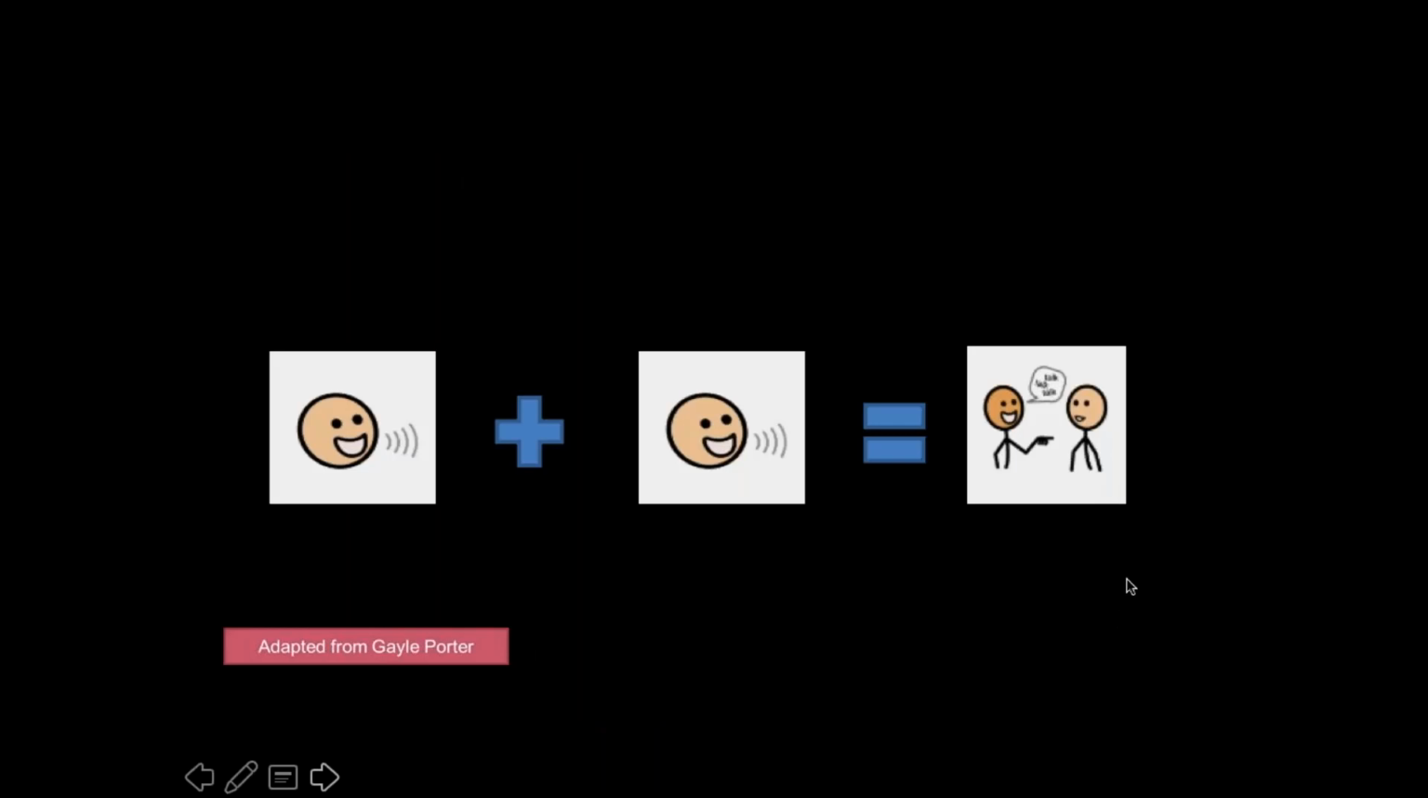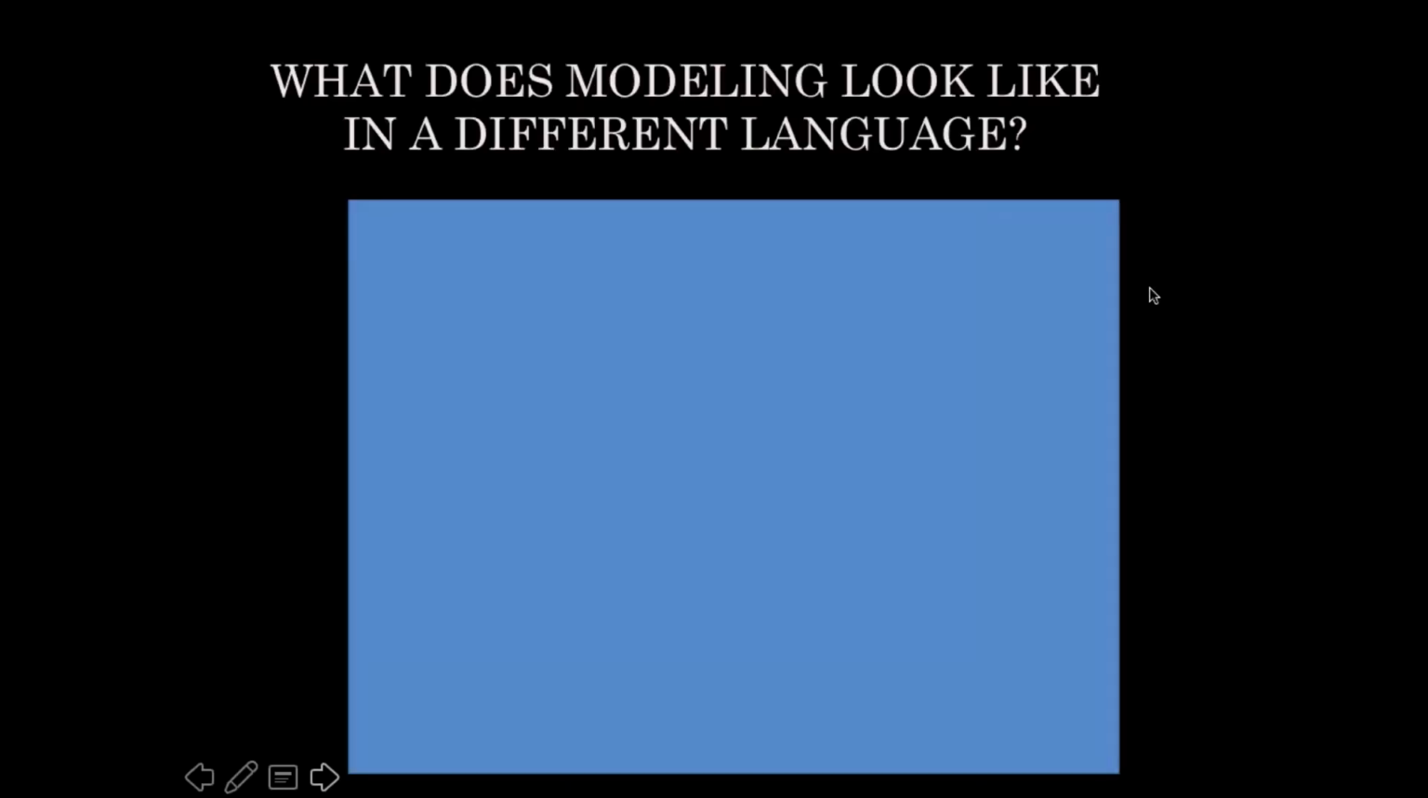This is from Gail Porter. The whole idea is, in the first person in the equation, we have probably mom and dad plus the 23-month-old, and that equals two people speaking verbally. They're communicating through verbal speech. All right, so let's look at another language.